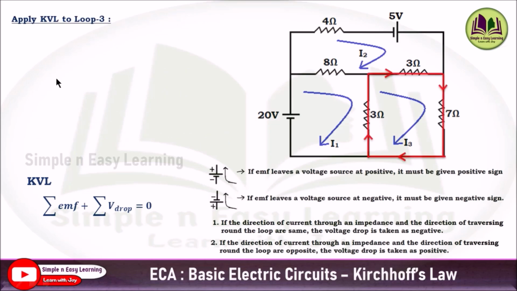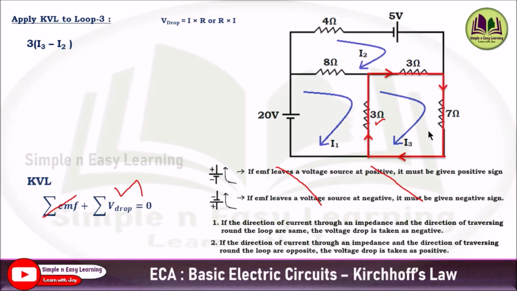Now apply KVL to loop 3. In loop 3, there is no voltage source, so no need to worry about these 2 points and this EMF. We are going to write only voltage drops: the voltage drop across the 3 ohm resistor, the 7 ohm resistor and this 3 ohm resistor. First we will write the voltage drop across this 3 ohm resistor. Don't worry about the direction; we can put plus 3 into the current flowing through this 3 ohm resistor.